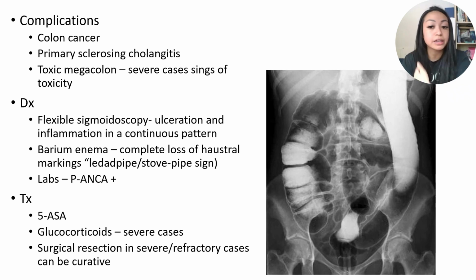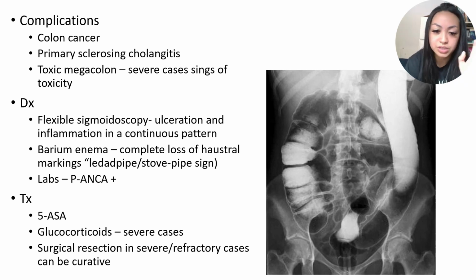In terms of diagnosis, what we could do is flexible sigmoidoscopy. In flexible sigmoidoscopy, the ulceration and inflammation would be seen in a continuous pattern. There are no skip lesions, there's no cobblestone appearance.